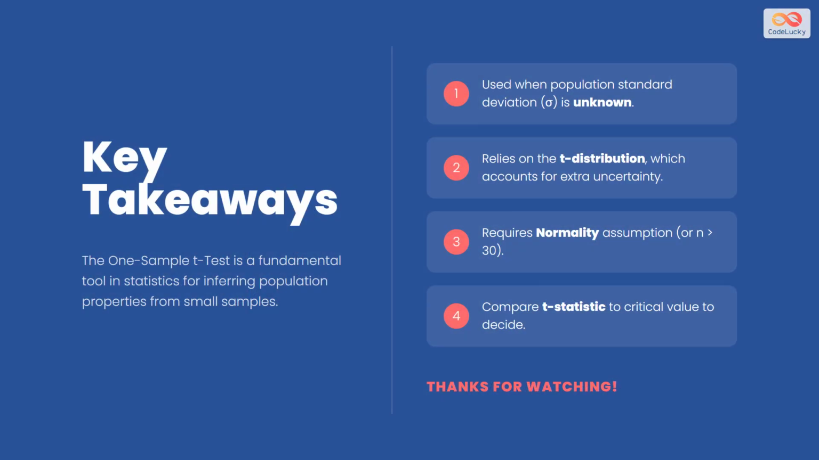To wrap up, remember that the one-sample t-test is your go-to method when the population's standard deviation is unknown. It relies on the t-distribution to handle uncertainty and requires assumptions of randomness and normality. By comparing your calculated t-statistic to a critical value, you can draw meaningful inferences about a population from a relatively small sample.